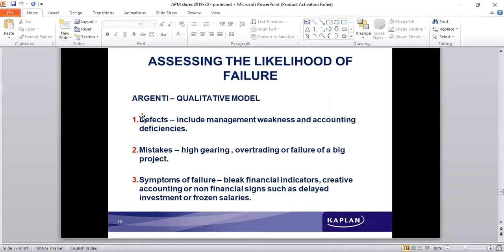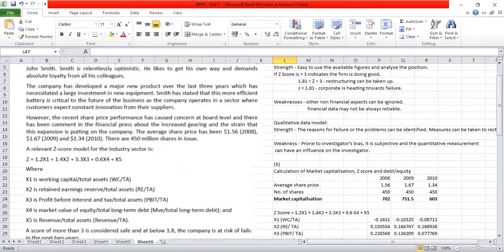See, there are three things which have to be identified. One is defects, one is mistakes, and one is symptoms of failure. So in this case, these defects, mistakes, and symptoms of failure, can we identify them? Can we identify them here in case of this particular company?